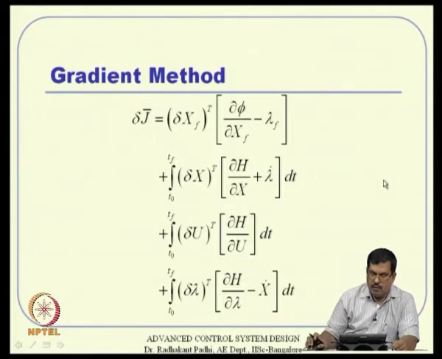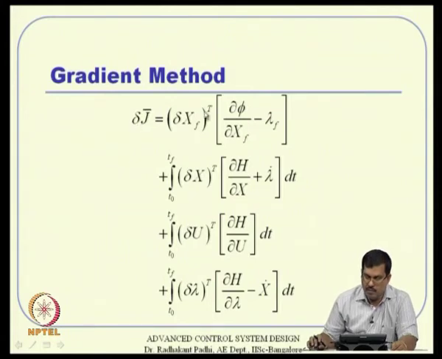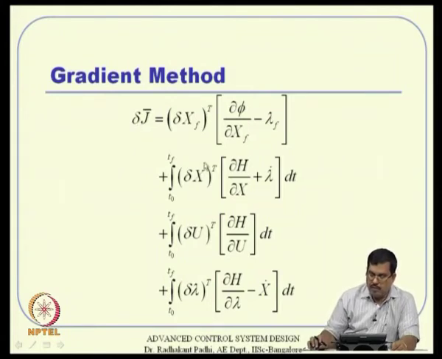Now go back to the derivation part of what we discussed last class. We derived this expression, delta J bar, the augmented cost function, remember that. We wanted to make sure that this is equal to 0, and hence all these coefficients need to be 0, and that is how we derived these necessary conditions. Remember that.